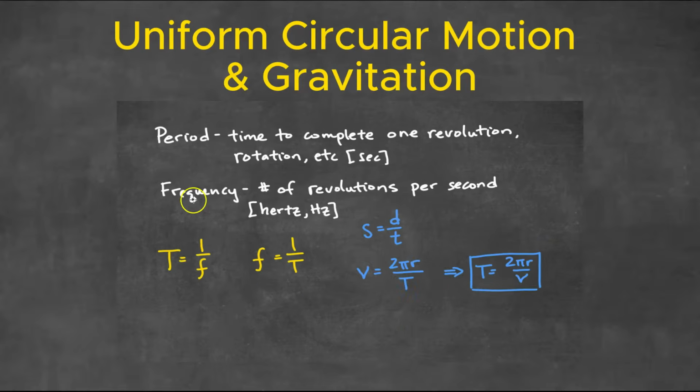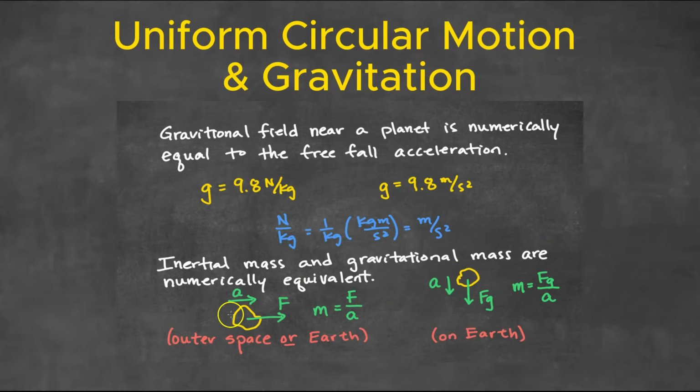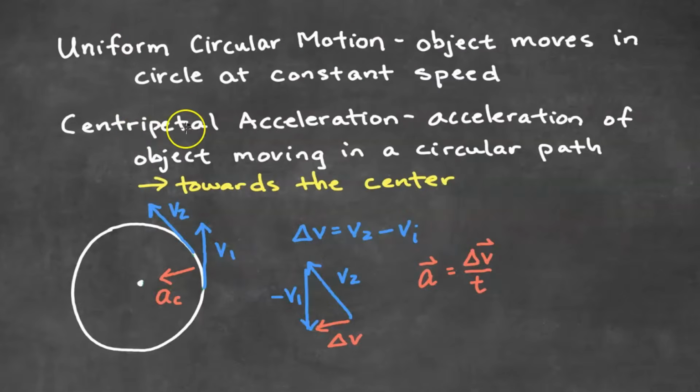In this video, we're going to cover the second part of Unit 2 for AP Physics 1. We're going to begin by defining uniform circular motion. So when we say that, what we're talking about is an object that moves in a circle at constant speed. And when an object is moving in a circle, it has what's called a centripetal acceleration. This is the acceleration of an object moving in a circular path. And we're going to demonstrate that this acceleration is always towards the center.